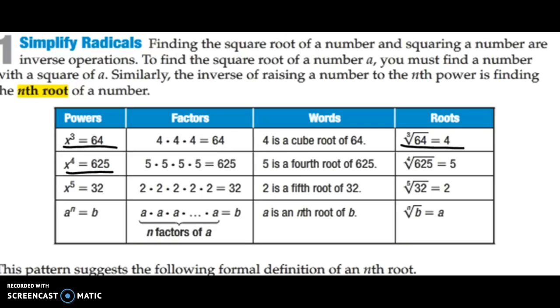If we have some number to the fourth power equals 625, well, that's 5 to the fourth power. So the fourth root of 625 is going to be 5. It's going backwards. And so you see this pattern continues.